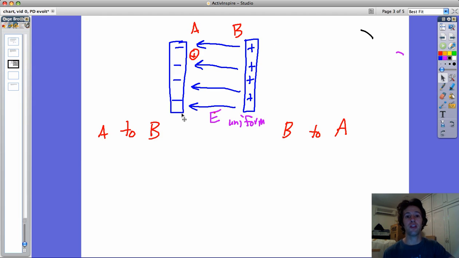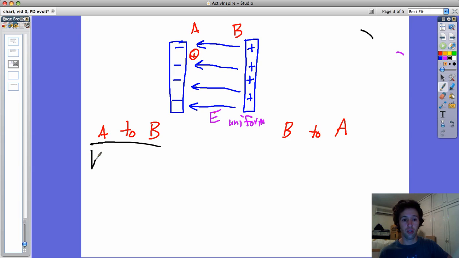Let's say we've got two plates, and these are going to be like a capacitor. Negative on one side, positive on the other, and these lines in the middle are representing their electric field, which is uniform in the middle. And let's say we've got a positive charge. It doesn't like being near the other positive plate. So if we were to move it from side A over to side B, let me show you what's going to happen.